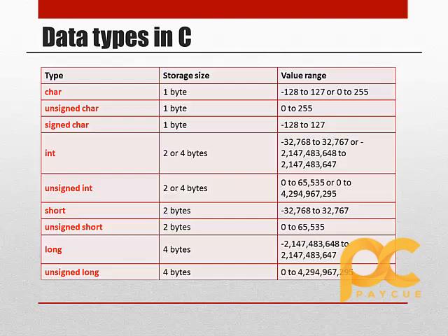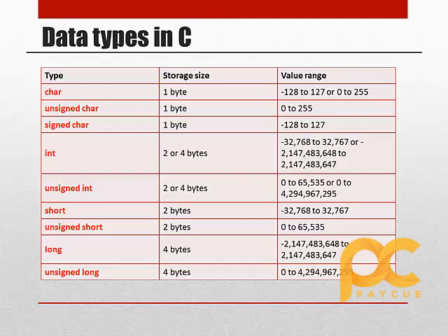The same case with int, which is 2 or 4 bytes, which can hold the value range of -32,768 to 32,767. The same with unsigned integer, but its range is 0 to 65,535, or if it was 4 bytes, its range is 0 to 4294967295.